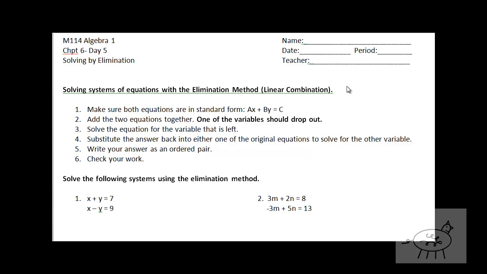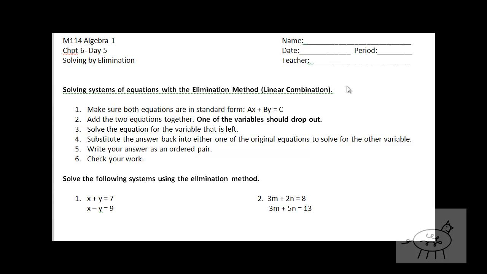We have already talked about graphing, and when you graph, you look to see where the two lines intersect, and that's your solution. Okay, so that's one way of solving systems. The second way of solving is using substitution, which we just covered. And that's where you solve for one of the variables and you substitute that into the other equation and then you solve. So that's called substitution. Now this method we're going to be using is called the elimination method.